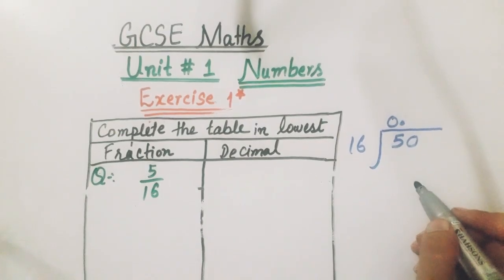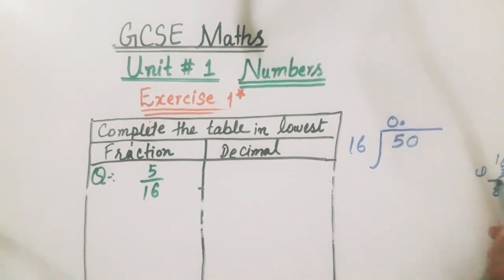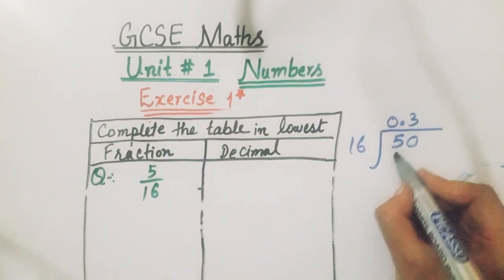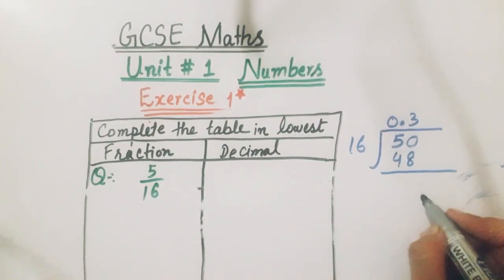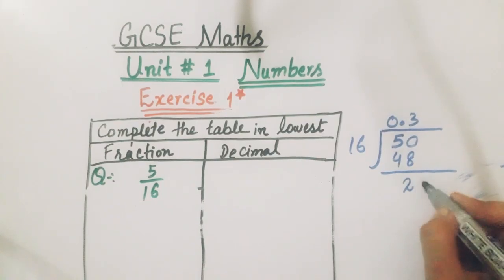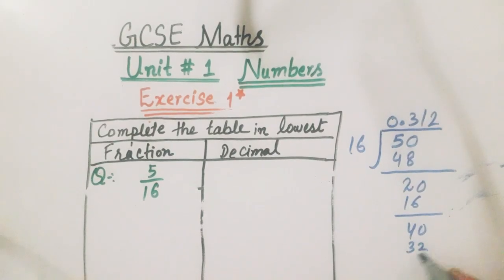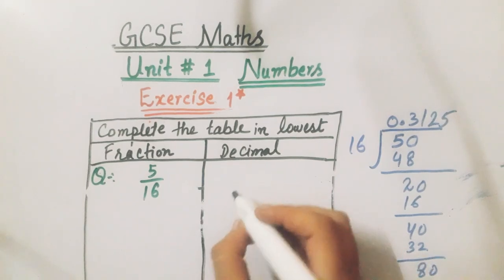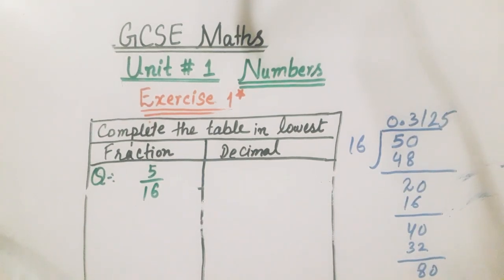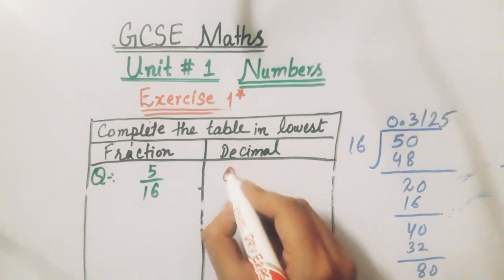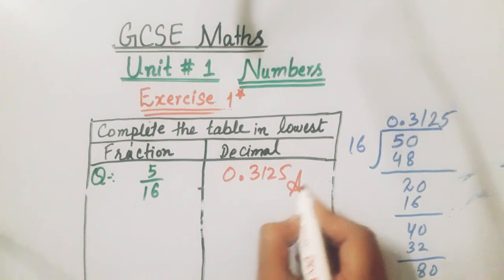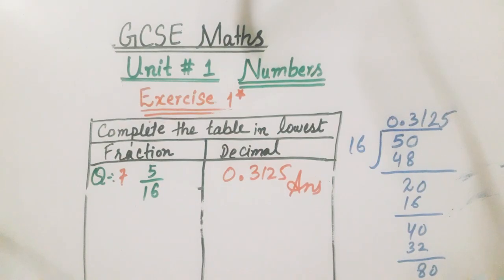16 into 3 is 48. Then 16 ones are 16, then 40. 16 twos are 32, then 8 and then 0. 16 fives are 80. So we get the answer in decimal form: 0.3125. This will be the answer. Now we will solve question number 8.